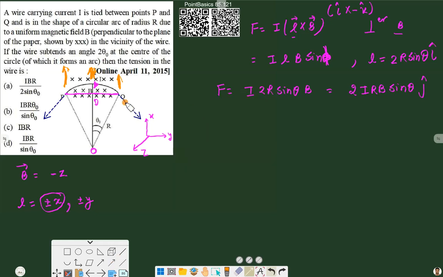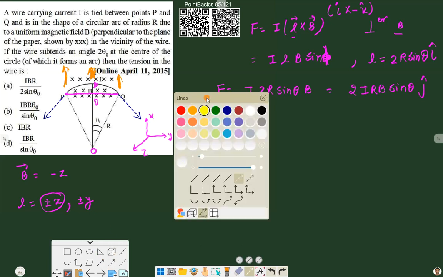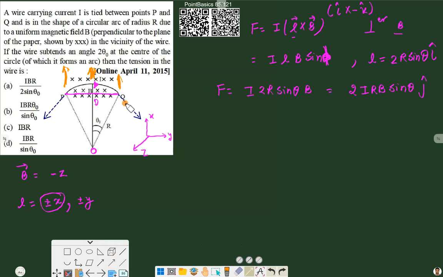So let's say this will be the one component. Okay, let me choose a different color for better contrast. This will be one component and this will be the other component. Similarly here and here. Now coming to the angles, what will be the angles here?